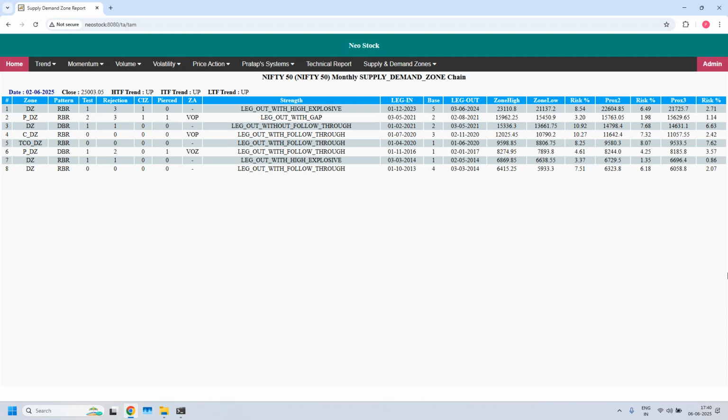In any supply demand zone chain reports, always look into the zone column to find the high liquidity zones, and look into the pierced column to find the pierced zones, and also look into the LTF trend to find the trend of the current time frame you have selected. Apply the same rules to remaining supply demand zone chain reports. And also don't forget to pause the video when you are moving from one report to another report, because I am giving you only few seconds time. After your study you can proceed further.